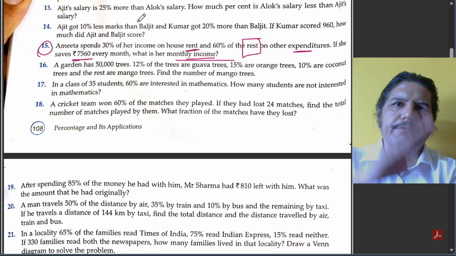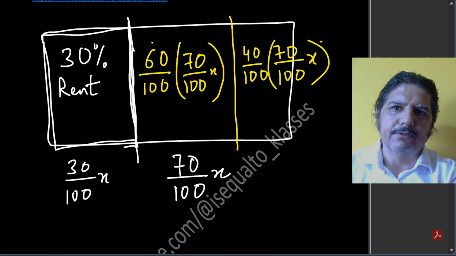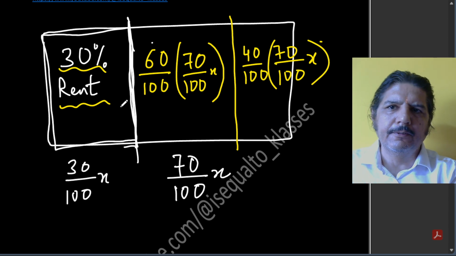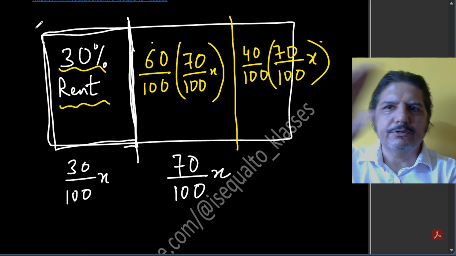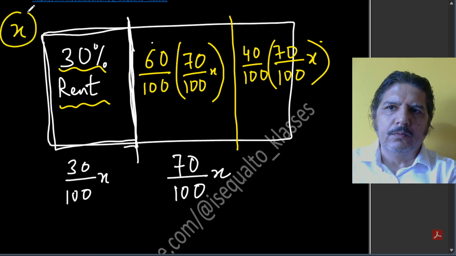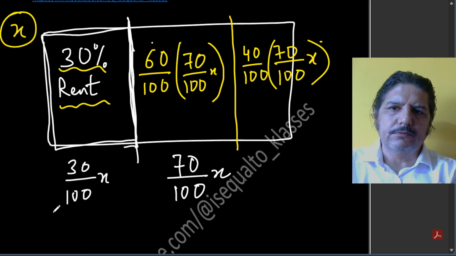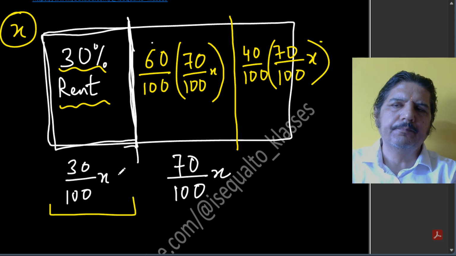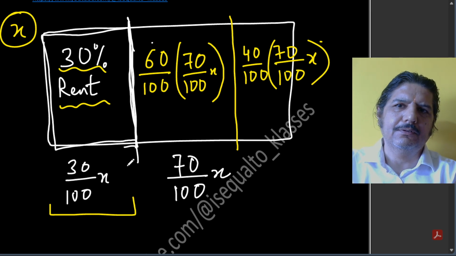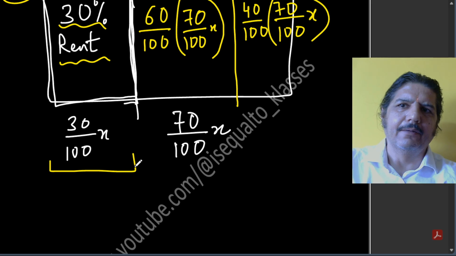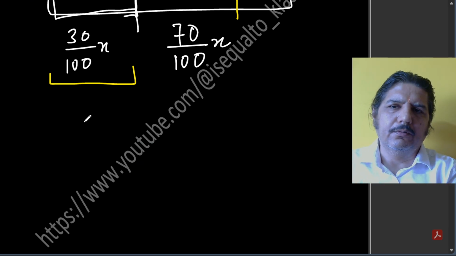So, whatever she earns, 30% goes to house rent. For example, if this is what she earns, 30% has gone to house rent. Let me assume that the total of her earning is X. So, 30% of X, this is rent. Now, after she has paid rent, what is remaining? If I assume her total salary to be X and 30% she has spent on rent.